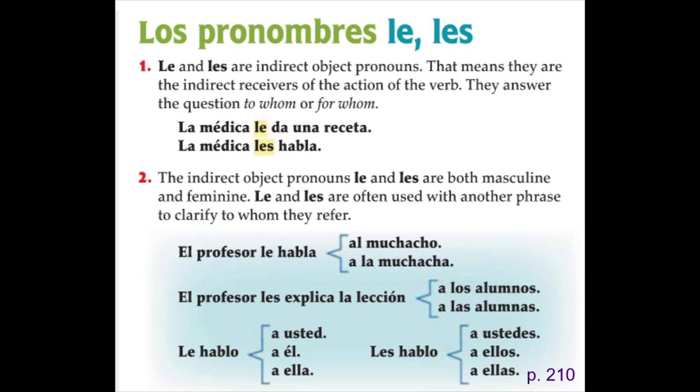The indirect object pronouns le and les are both masculine and feminine. Le and les are often used with another phrase to clarify to whom they refer. Le can mean to him or to her. So often we have to clarify, we have to show who we're actually talking about. El profesor le habla al muchacho, a la muchacha. El profesor le explica la lección a los alumnos, a las alumnas. Le habla. Le hablo means I am talking to you or talking to him or talking to her. And les hablo can mean I am talking to you all or talking to them or talking to them feminine.